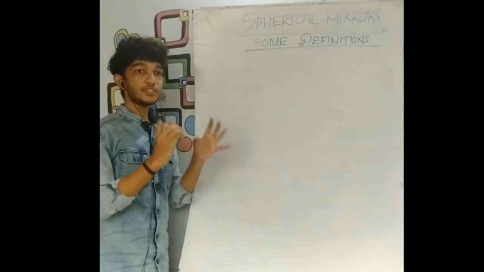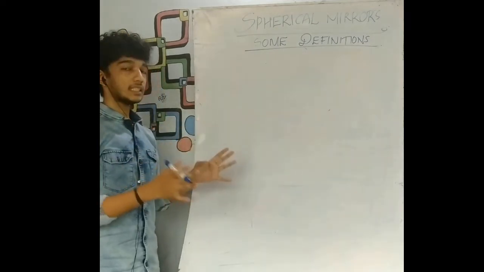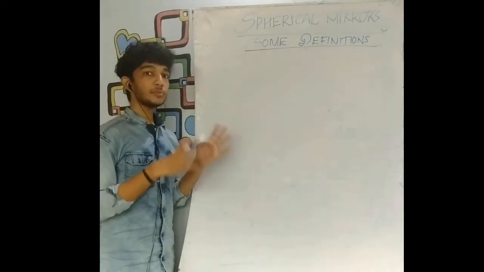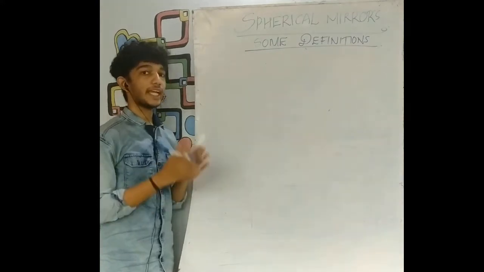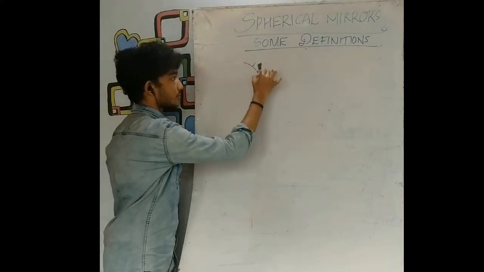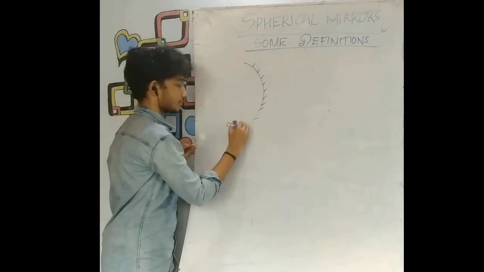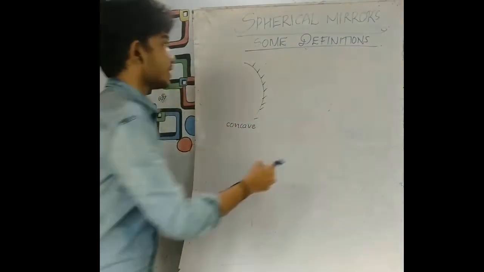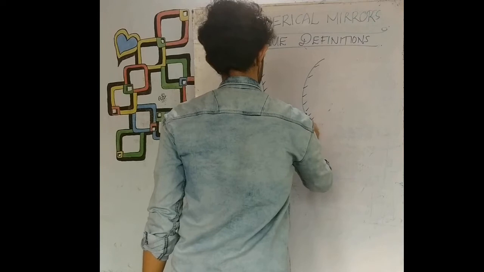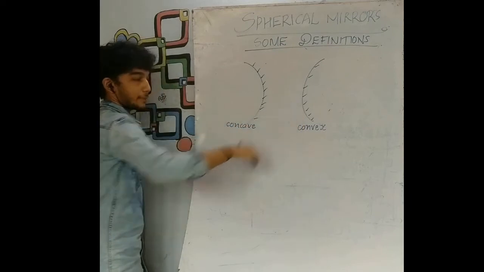In this topic, I will introduce some basic but important terms that you need to know. Let us learn some definitions which are important for understanding spherical mirrors. Before moving into each term, let me draw on the board a concave mirror as well as a convex mirror. So this is a concave mirror. This side of the mirror is the reflecting surface. And next, let me draw a convex mirror. In the case of a convex mirror, this side is the reflecting side.